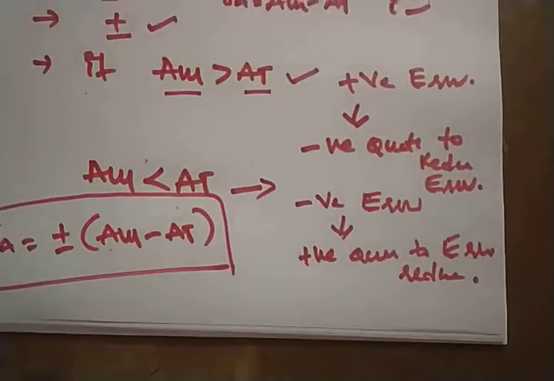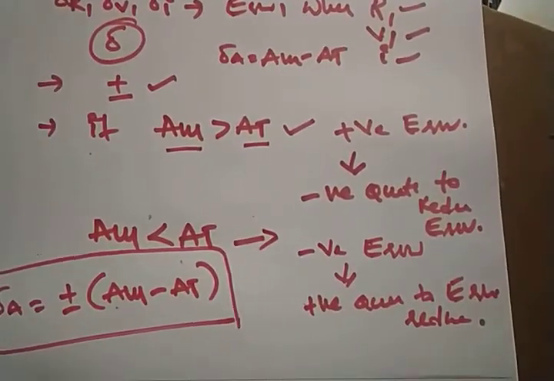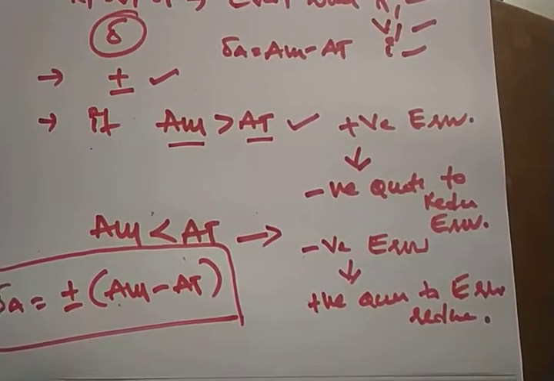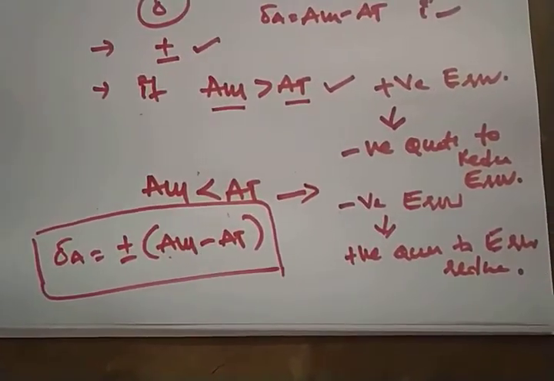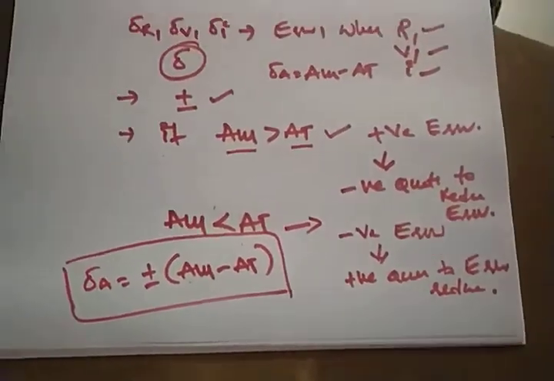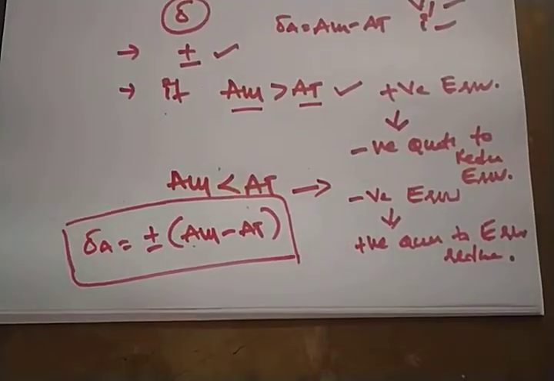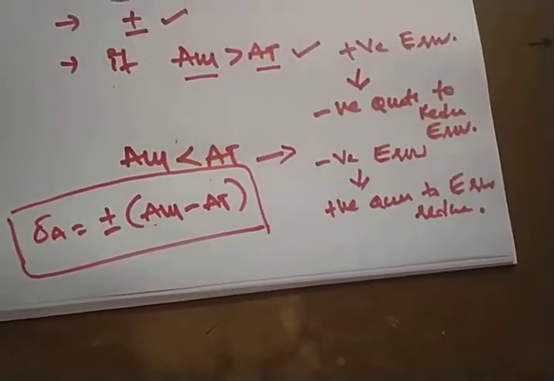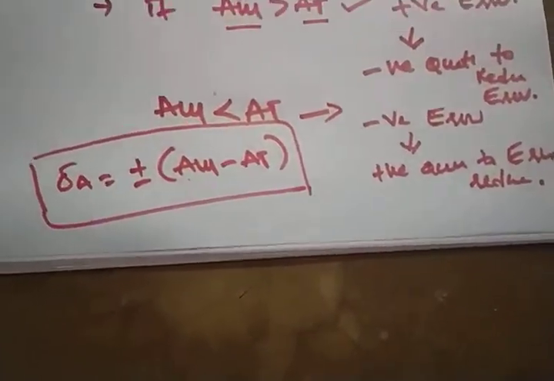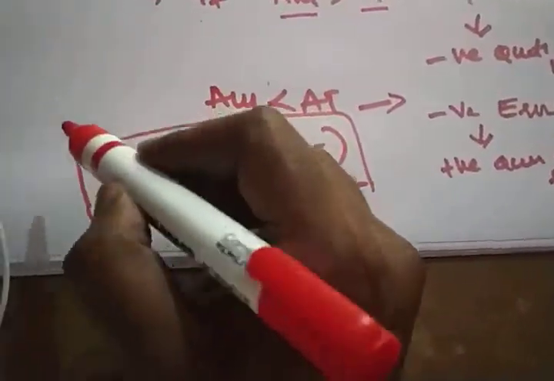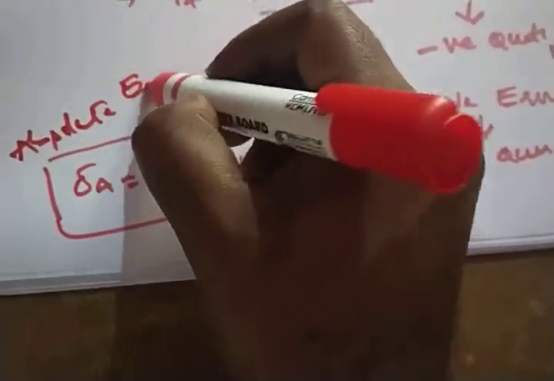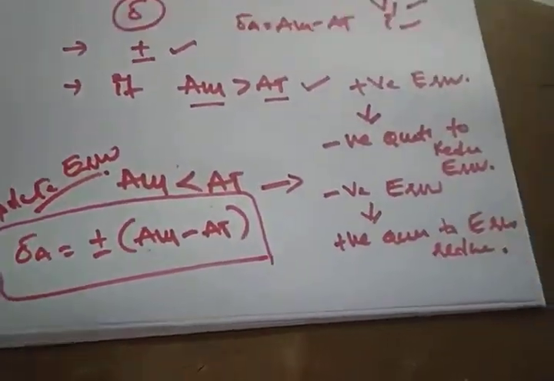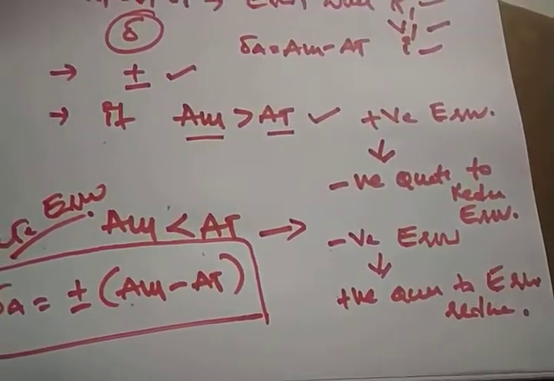If AM is greater than AT, we call it a positive error. We need to apply a negative quantity to reduce that error, to make that error zero, whatever it may be. If AM is less than AT, we call it a negative error. You need to apply a positive quantity to reduce that error. So error should be defined as plus or minus (AM minus AT). This is called absolute error. So you clearly understand what absolute error is. Next we'll move on to the second concept.